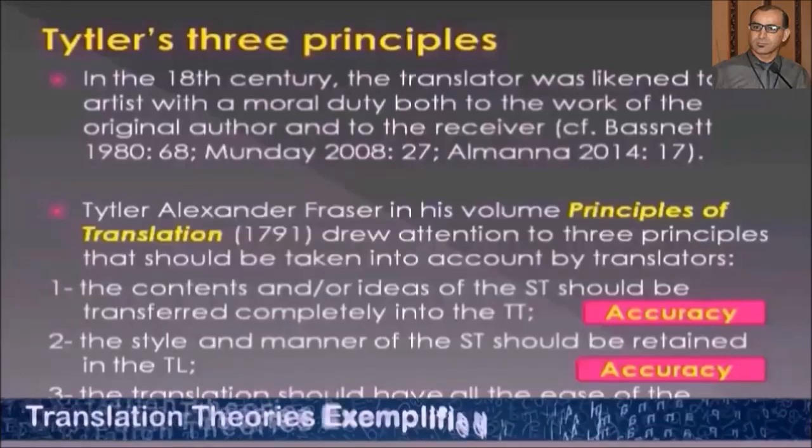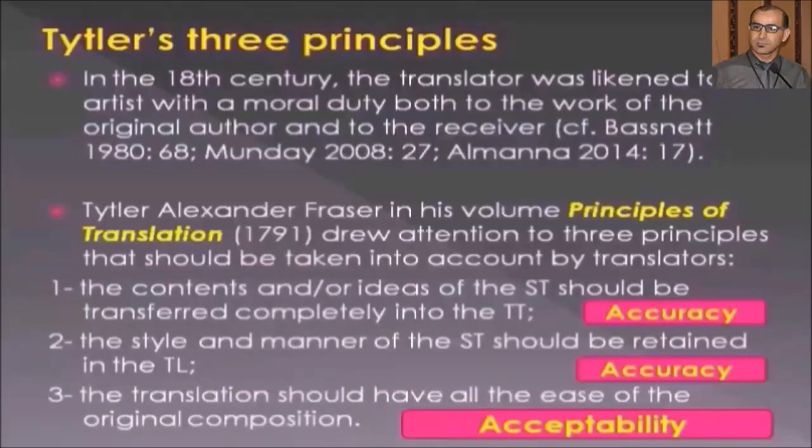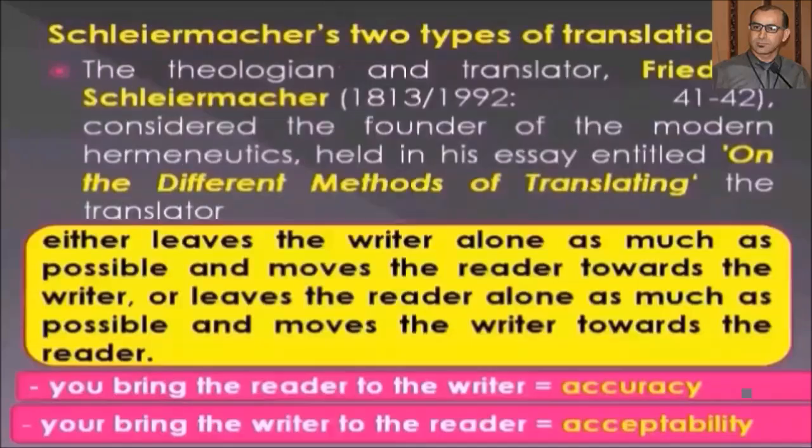In the 18th century, Tytler, in his volume Principles of Translation, 1791, drew attention to three principles that should be taken into account by translators. The first one, the contents or ideas of the source text should be transferred completely into the target language. Here we talk about accuracy. The second principle, the style and manner of the source text should be retained in the target language. Again, we talk about accuracy. But the third one, the translation should have all the ease of the original composition. Here we shift the focus of attention towards acceptability.